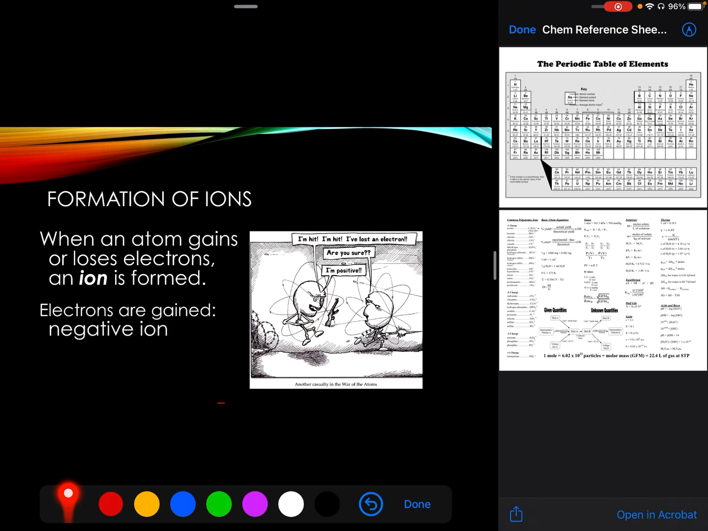That's because when electrons are gained, we get a negative ion. And when electrons are lost, you get a positive ion. Electrons have a negative charge, so this would make sense. The more negatively charged things you get, a negative ion. When you lose things that are negatively charged, it becomes more positive.